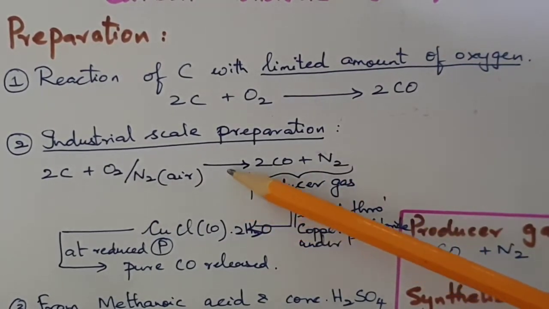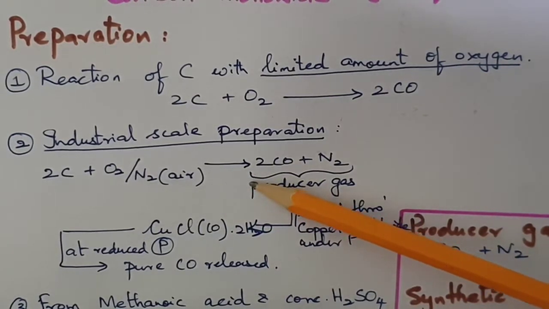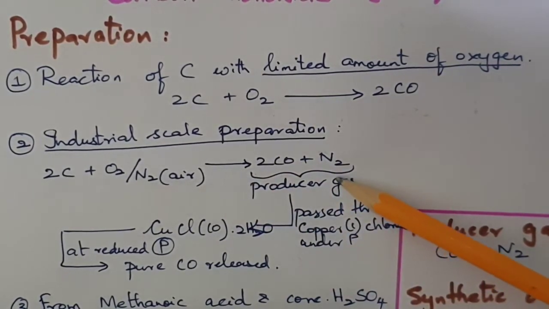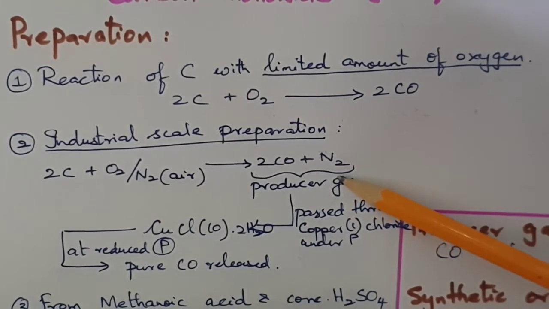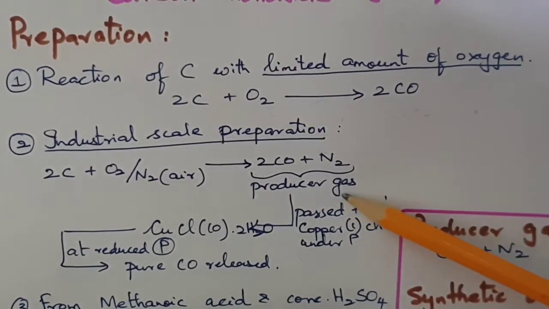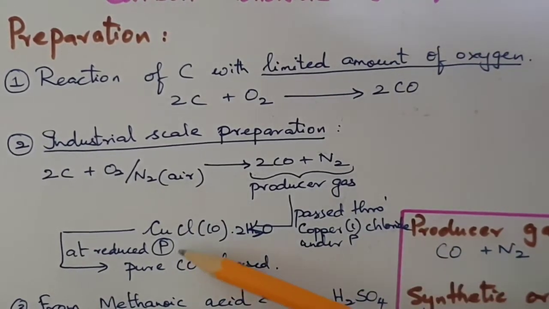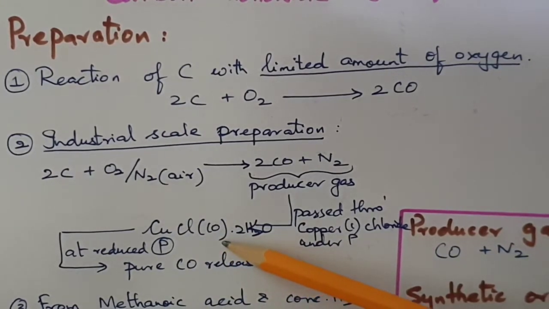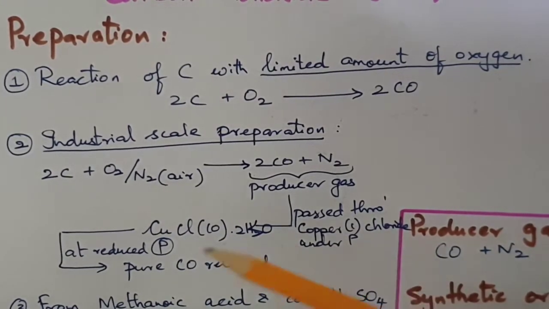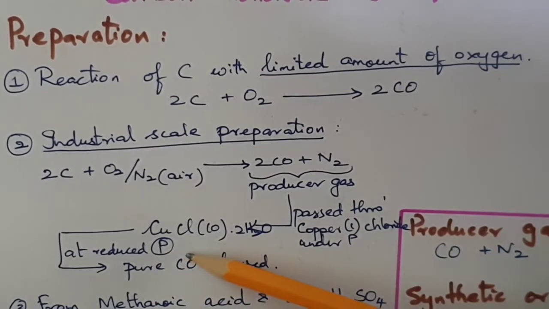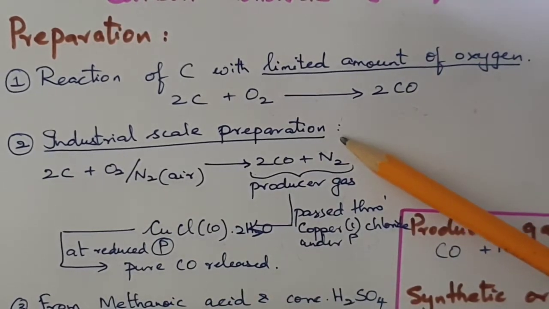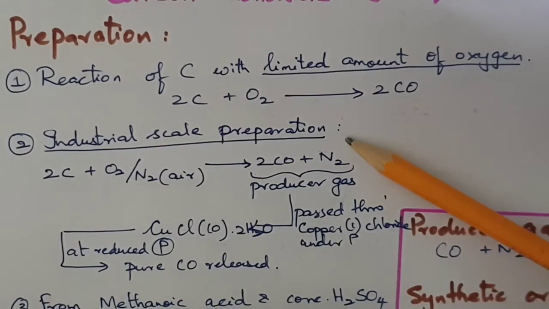the reaction of carbon with air. The carbon monoxide formed will contain nitrogen gas, and the mixture of nitrogen and carbon monoxide is called producer gas. This producer gas is passed through cuprous chloride under pressure, wherein you get a compound CuCl.CO.2H2O, with 2 water molecules. When it is heated under reduced pressure, you get pure carbon monoxide released. This is the industrial scale preparation of carbon monoxide.